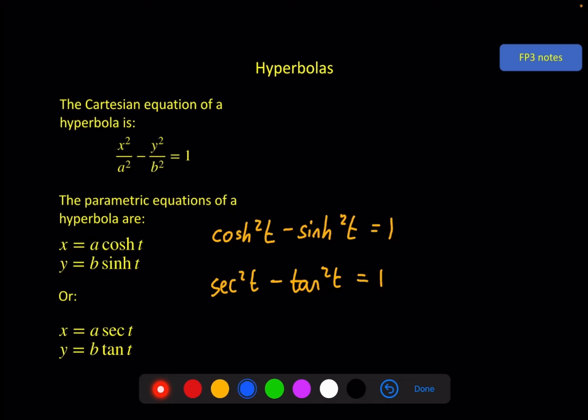I tend to use cosh and sinh because either as you know or as you will find out later, the derivative of these is quite easy, because the derivative of cosh is equal to sinh, and the derivative of sinh is equal to cosh.